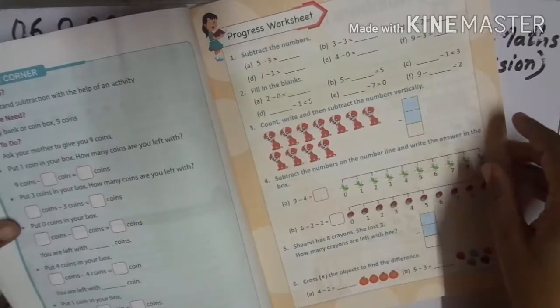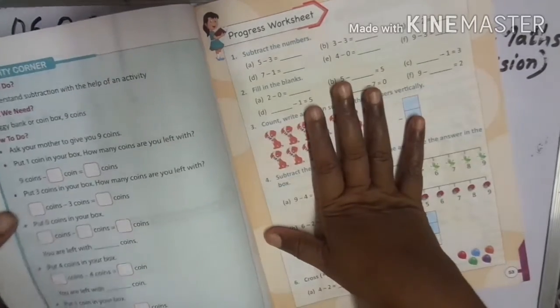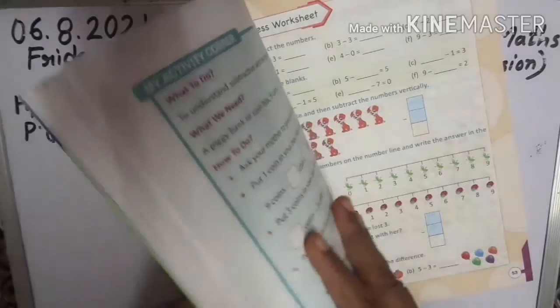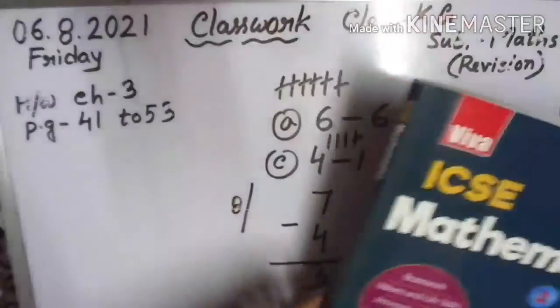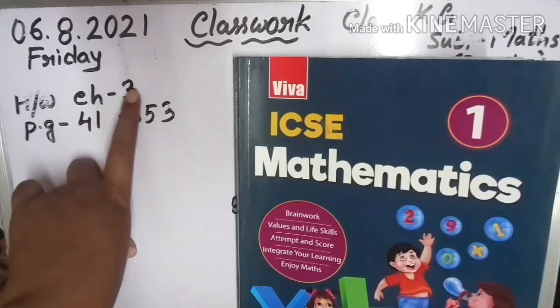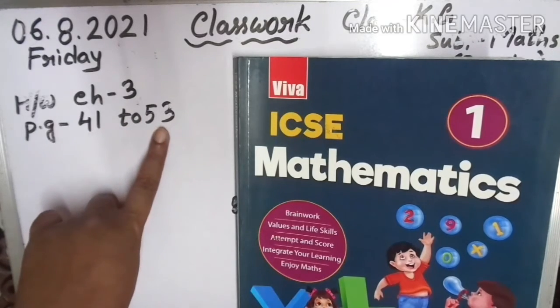Progress worksheet also practice. See here, word problem also here. So children, practice. Now children, write the homework: chapter 3, page 41 up to 53. Okay.